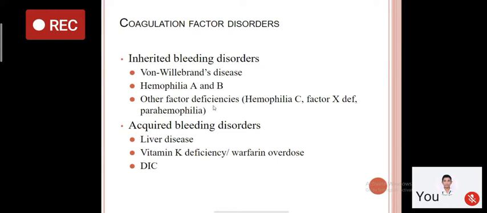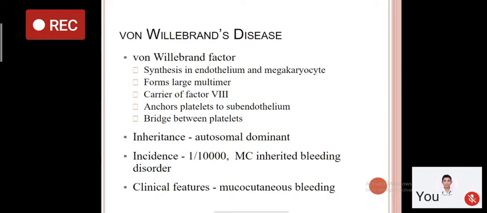Then there are certain other rarer factor deficiencies also, like hemophilia C if there is a factor 11 deficiency, or factor 10 deficiency, and parahemophilias are also known. Then acquired bleeding disorders can also occur if there is acquired liver disease or vitamin K deficiency or DIC.